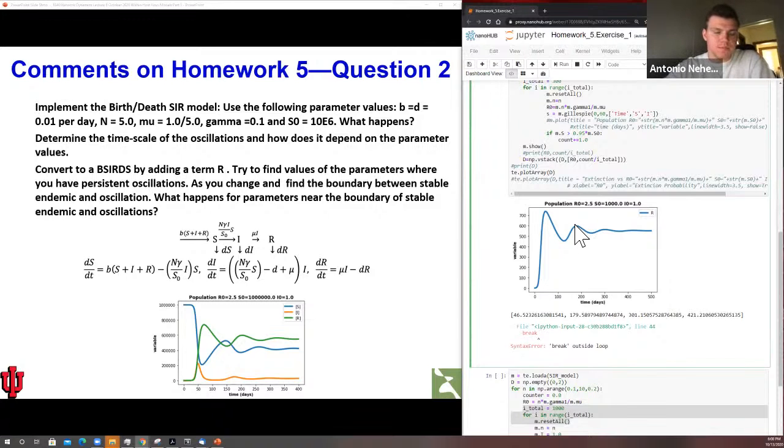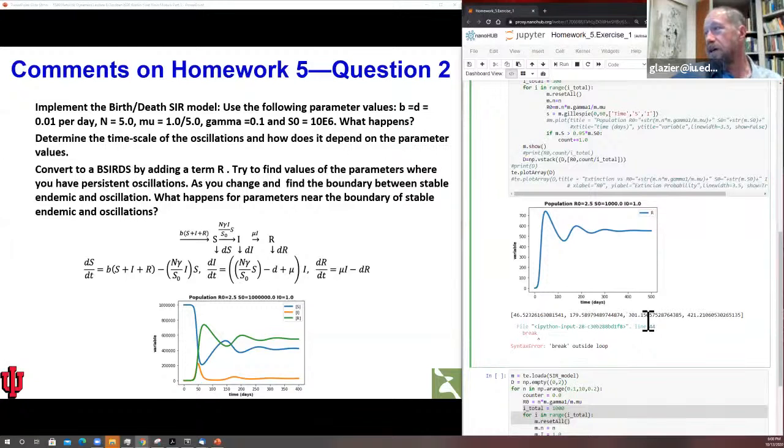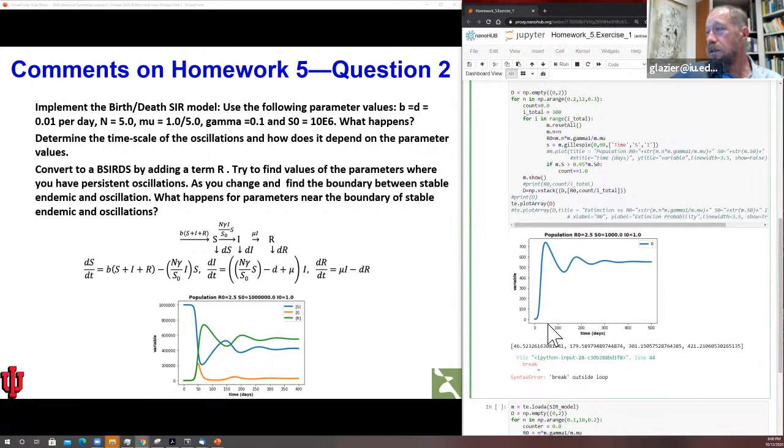Thank you. So did you get this plot: 46, 179, 301, 421? Yep. Great. Okay, so let's look. 46 seems about right. 179 seems about right. 301 seems about right. And even this 421 seems about right. So that's given us the points of the maximum.